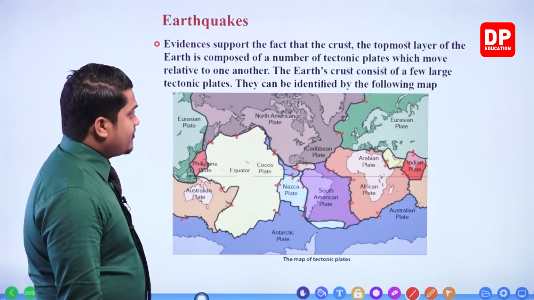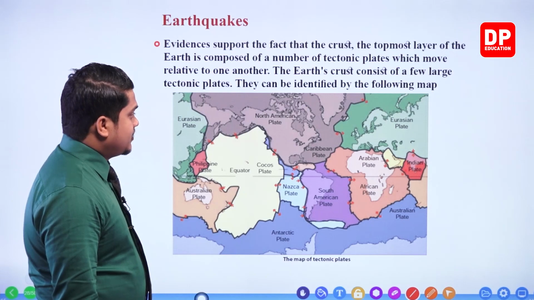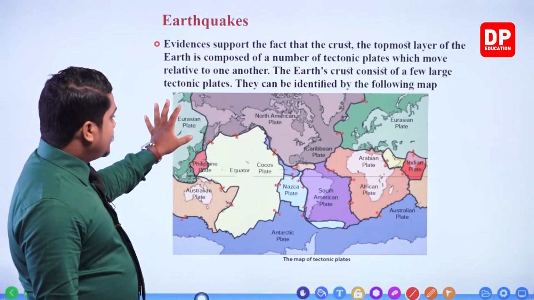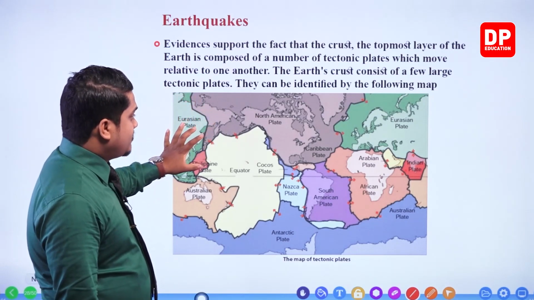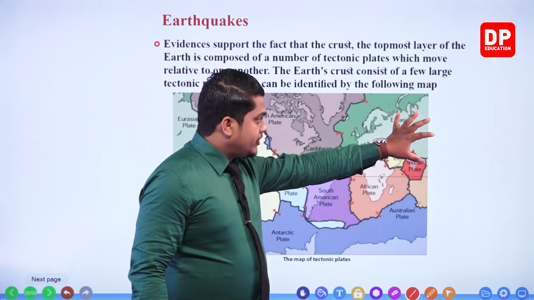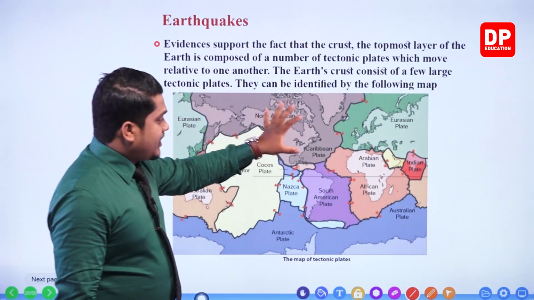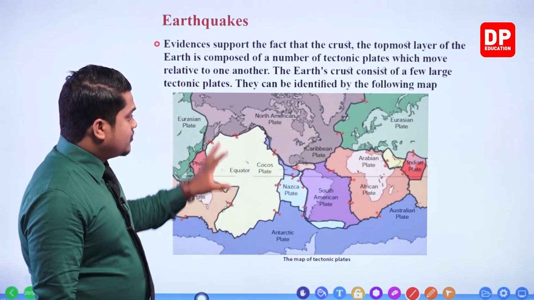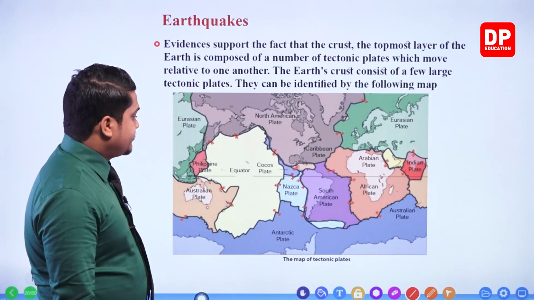Now you are given a map, my dear children. Here you can observe the tectonic plates. So let's see. Here you can observe the Eurasian plate, a somewhat larger plate. It's a globe, so when you curve it down, you can observe the Eurasian plate over there and here as well. Then the North American plate and the Caribbean plate. You can observe two plates over here, the North American plate and the Caribbean plate.